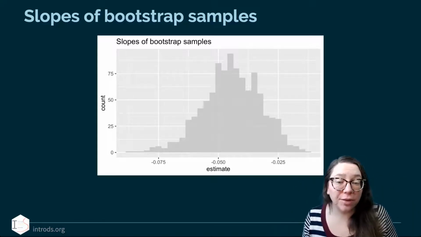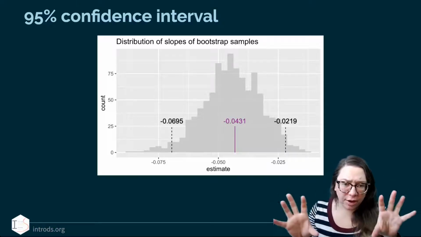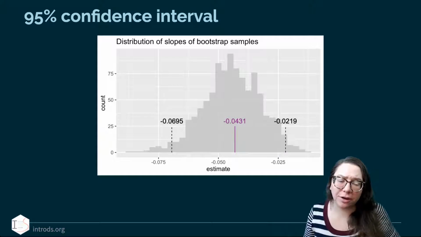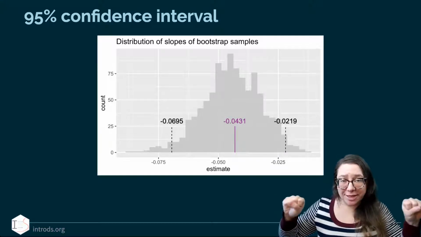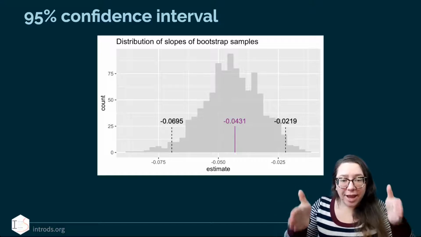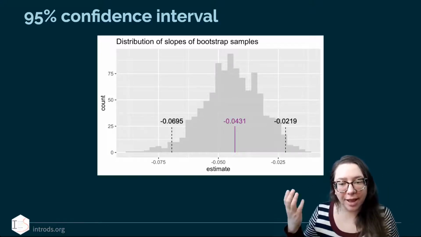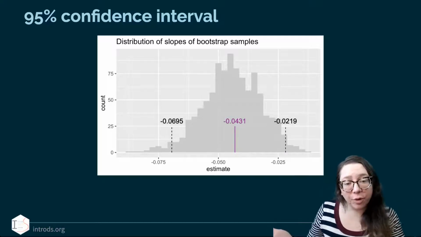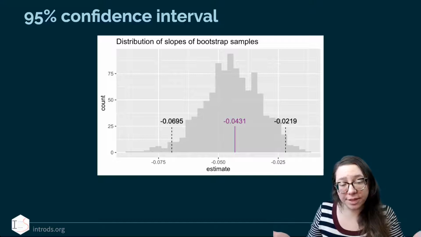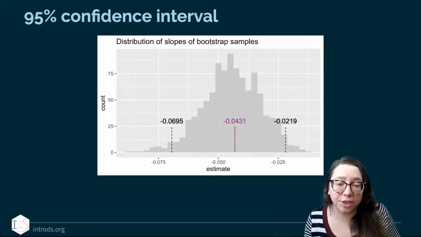So if I actually wanted to get the middle 95% of this distribution, so there are 1,000 values plotted here, I basically chop off the 2.5% from either end, and I end up with confidence bounds at negative 0.0695 on one side and negative 0.0219 on the other side. So those are the bounds of the middle 95% of my distribution. What do I do with those numbers?